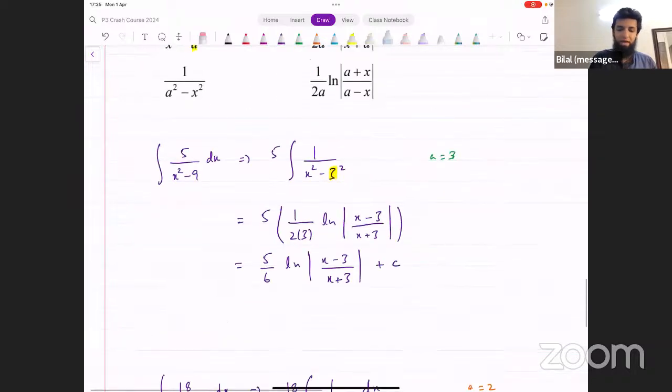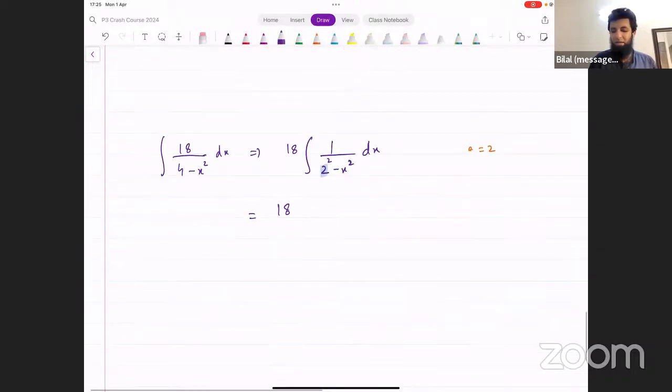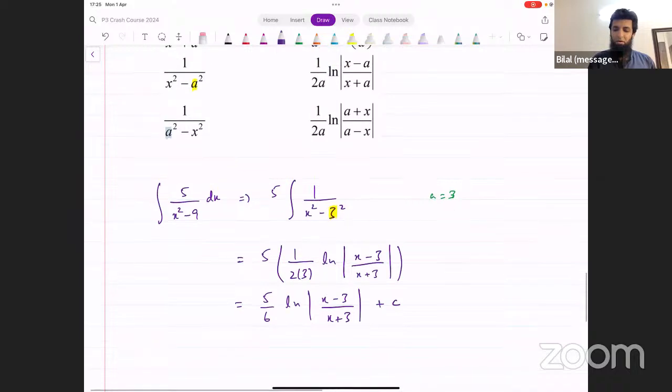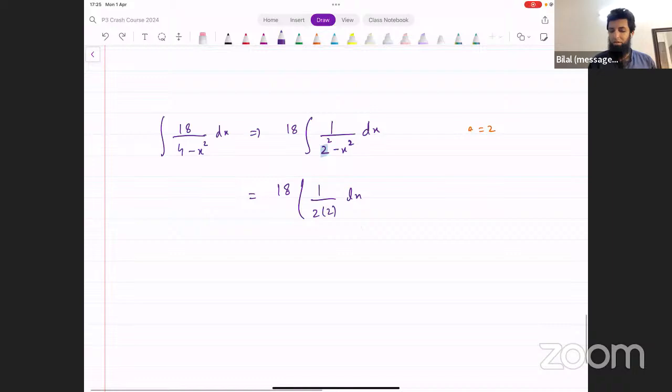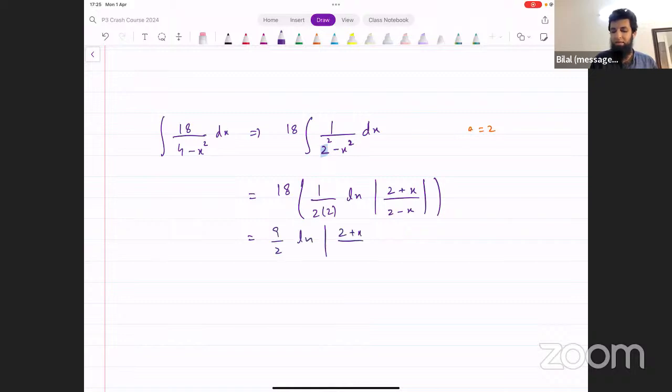This is 2, where we had a. So what does this become then? 18 into 1 over 2 times a, 1 over 2 times 2, into ln of (a plus x) over (a minus x). That means (2 plus x) over (2 minus x). That is the integral that we get from this. 18 over 4 is 9 over 2. So that's 9 over 2 into ln of (2 plus x) divided by (2 minus x) plus c. And that's the integral that you get from this.